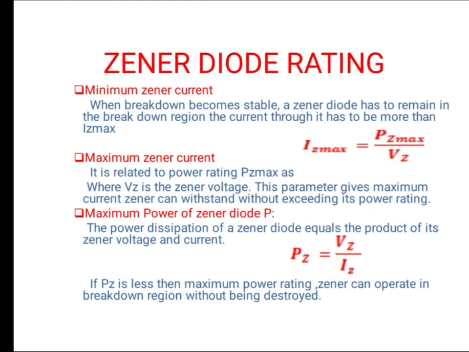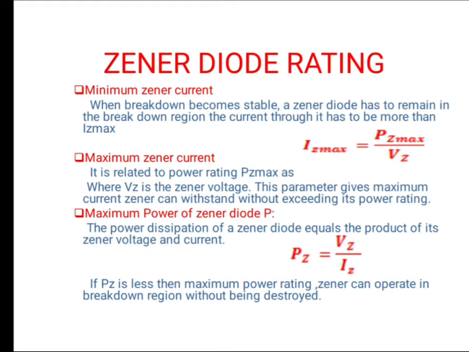And now let's go for the maximum Zener current. The maximum Zener current relates to the power rating PZ max. So it is the ratio between PZ max and VZ, the Zener voltage. This parameter gives the maximum current the Zener can withstand without exceeding its power rating. So the formula for maximum Zener current is IZ max is equal to PZ max by VZ.